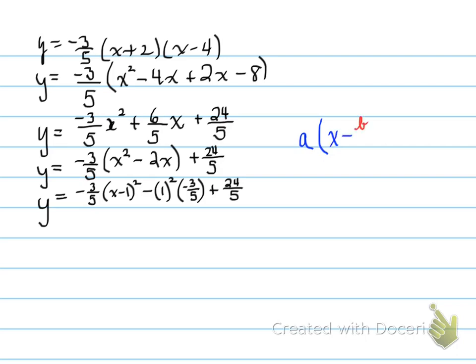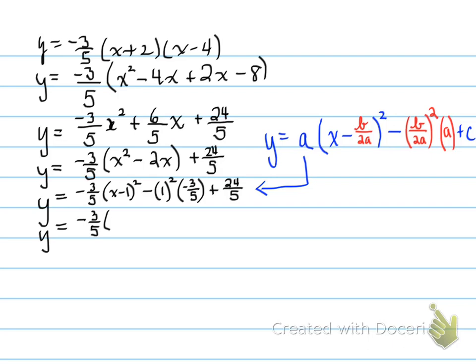And another way to think about this is to memorize how to complete the square using a formula. That is a bracket x minus b/2a all squared minus b/2a all squared times the a value plus c. And that, folks, is the formula in order to complete the square. And that's exactly how we got these values. So we have -3/5 times x minus 1 all squared plus 27/5. This now is in vertex form.